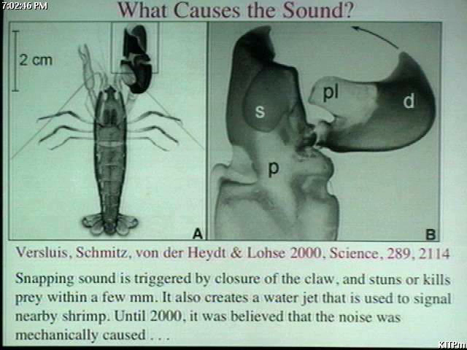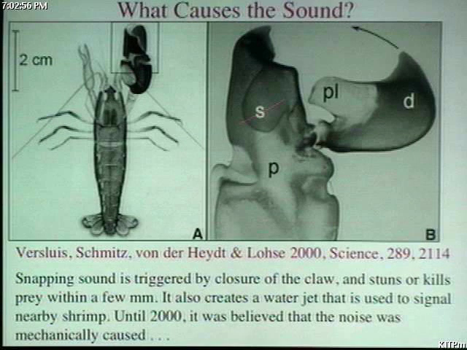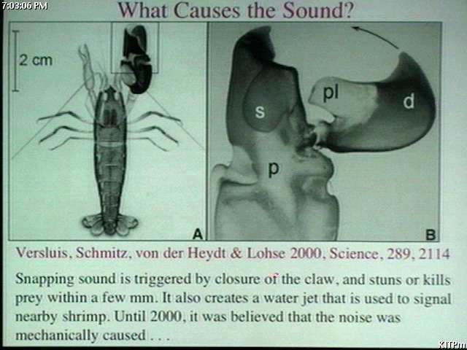This is just a blow up. This is again just showing a current version. Same thing. So here's the claw open. Here it is in the closed position. We know that the snapping sound is triggered by the claw. The evidence from the biologists is that the purpose of this is not to trap something in it, okay? It's actually to stun or kill prey within just a few millimeters.